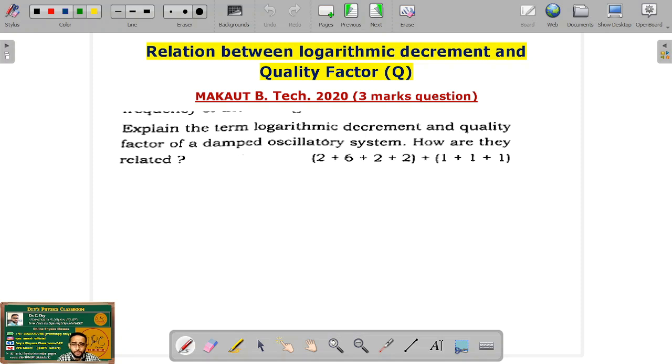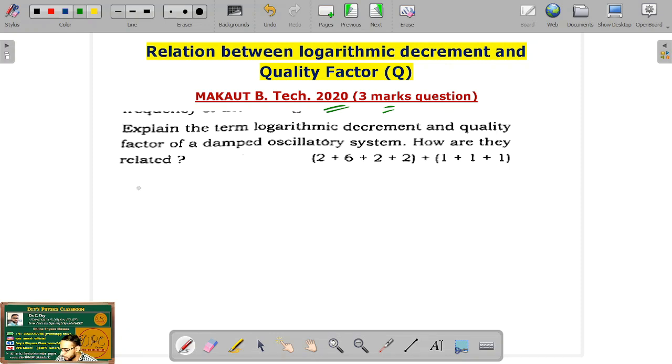Next we will discuss the relation between logarithmic decrement and quality factor. Logarithmic decrement I have also discussed in my previous videos. This question came in 2020 as a 3 marks question: explain the terms logarithmic decrement and quality factor of a damped oscillatory system. How are they related? Both quality factor and logarithmic decrement I have discussed, so now we will derive their relation.